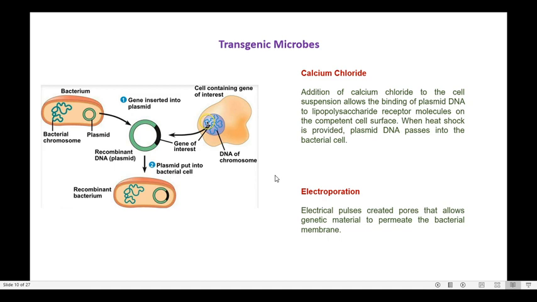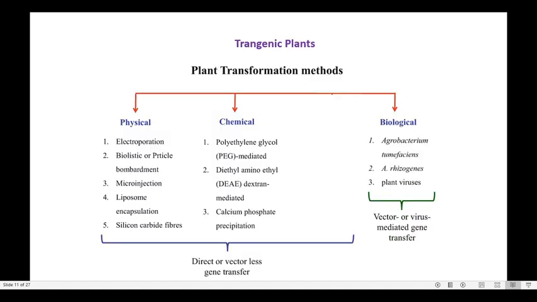Now we will see about transgenic plants. There are several methods available for plant transformation. Basically, they are divided into two different methods: one is vector mediated, and the other is vectorless gene transfer. The vector mediated method is also called the indirect method. The vectorless method is also called the direct method.